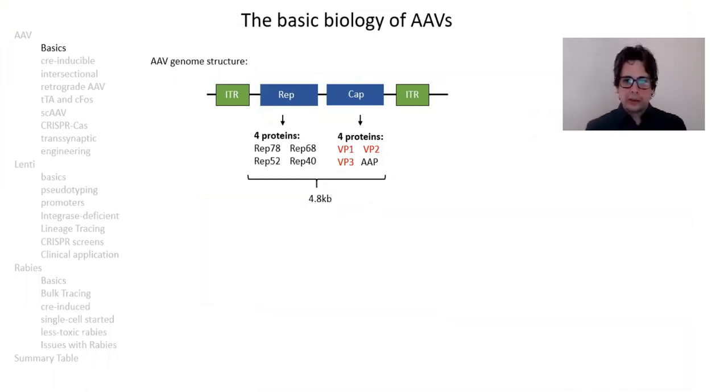So the AAV is a very small genome of DNA, single-stranded, that has these inverted terminal repeats, ITRs. These types of repeat structures are common to a lot of different viruses. You'll see that the lentiviruses have LTRs, long terminal repeats, whereas the rabies virus doesn't have something like that because it's very, very different. And this particular virus is much easier to discuss because it has only two genes, the rep and the cap, and they encode for 4 proteins each.